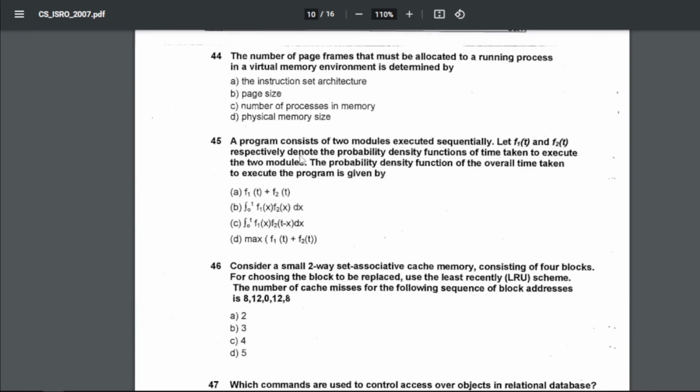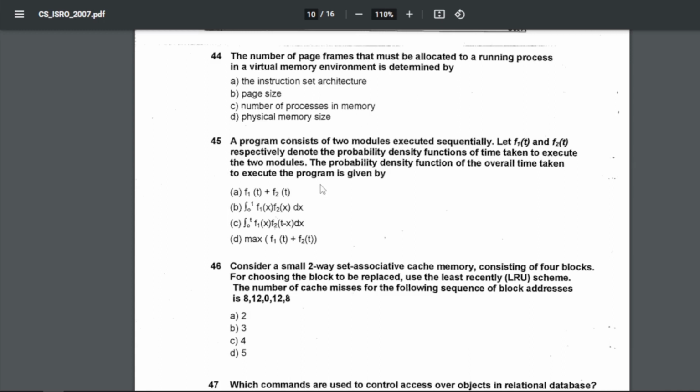Question number 44: the number of page frames that must be allocated to a running process in a virtual memory environment is determined by what? So for 44 our answer will be A, that is the instruction set architecture, right? So again the number of page frames that must be allocated to a running process in a virtual memory environment is determined by the instruction set architecture.